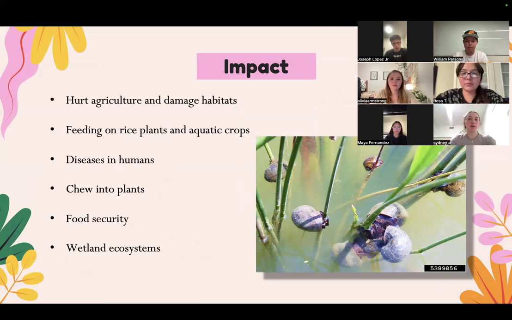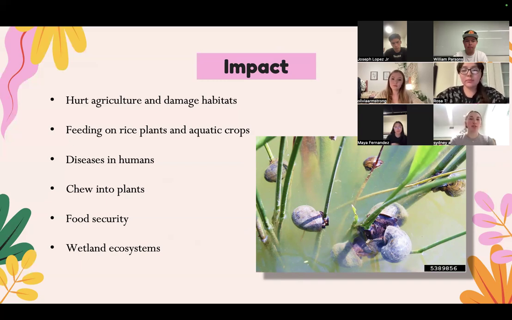Right, so here's the impact that apple snails leave on environments. Since we mentioned that they are very adaptable to aquatic environments and environments in general, this just means that they're going to be overpopulated in environments and they're going to outnumber other species in the environments. And they negatively impact wetland ecosystems, aquatic crops, aquatic ecosystems, and humans because they carry diseases.